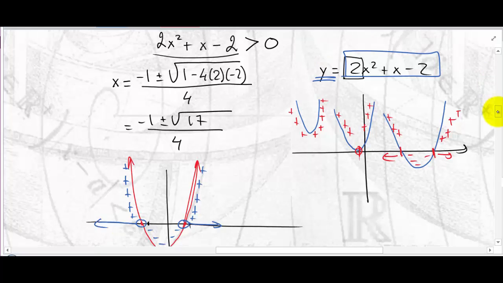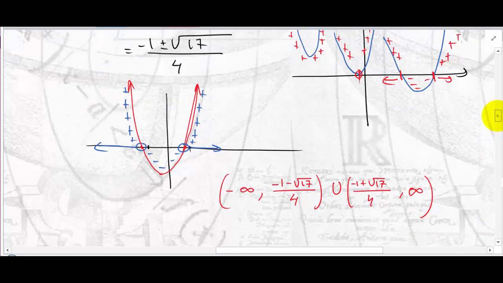Strictly above 0. Therefore, the solution set to this inequality is negative infinity to negative 1 minus root 17 over 4, union negative 1 plus root 17 over 4 to infinity. That's it. That's how I solve an inequality when I cannot factor. And even when I can factor, it's even easier, because you wouldn't have to use the quadratic formula. Even when I can factor, I like to have a graphical reasoning.